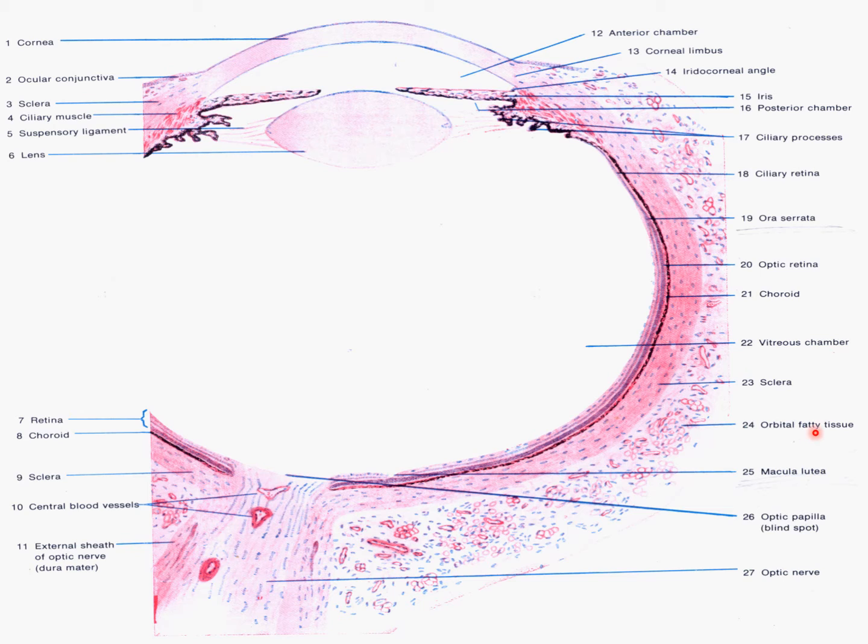The orbital fatty tissue surrounding it forms the socket of the eyeball. This part is the fibrous coat, the sclera. This one is the posterior chamber, also called the vitreous chamber. The inner pigmented layer is the choroid, and inner to the choroid is the optic retina. Anterior to the retina is the ora serrata. So this is the whole section of the eye. You can easily see it under the dissecting microscope in panoramic view.